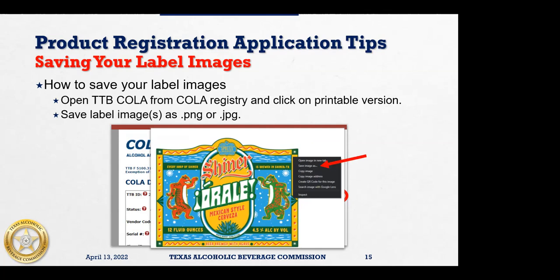Ensure the image is saved as a JPEG or PNG. Once all your images are saved from your TTB COLA, you may upload those images to your TABC application. Please ensure all label images from your COLA are uploaded before submitting your application.